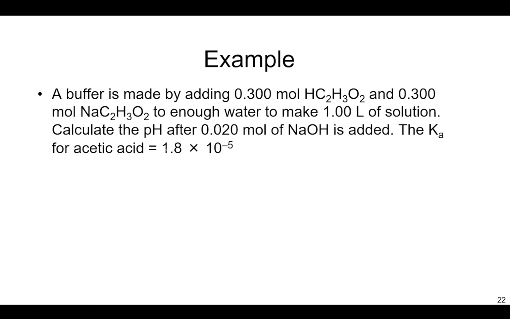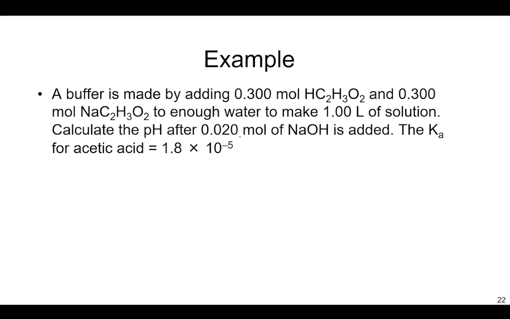A buffer is made by adding 0.3 moles of HC2H3O2 and 0.3 moles of NaC2H3O2 to enough water to make 1 liter of solution. Calculate the pH after 0.02 moles of NaOH are added. The Ka for acetic acid is 1.8 times 10 to the negative 5. Okay, so that's a lot of information.